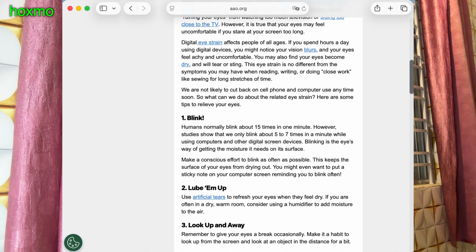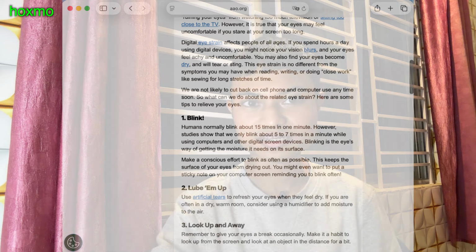But don't focus on your smartphone constantly for 1 hour or 2 hours at a time. Then it will be problematic. So I think a simple technique is very helpful. And then blink your eyes regularly.